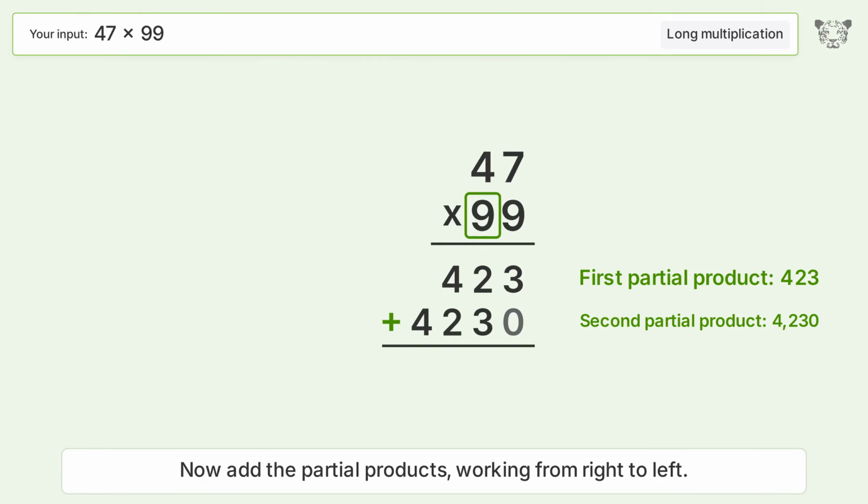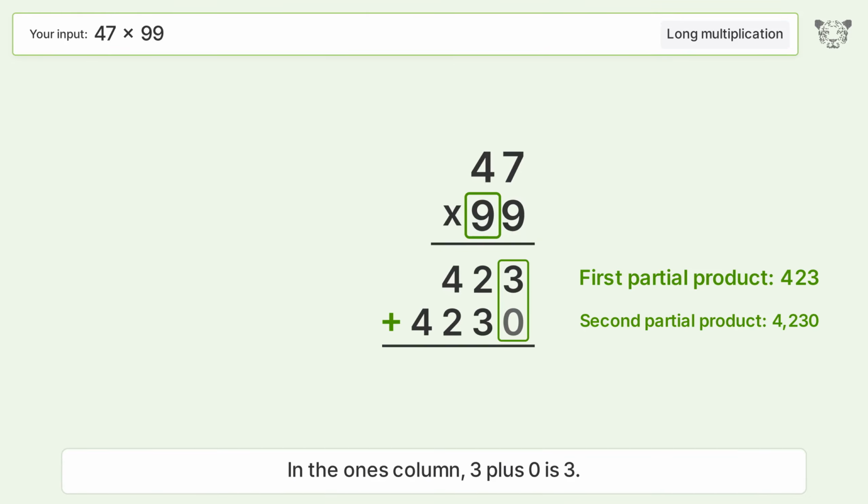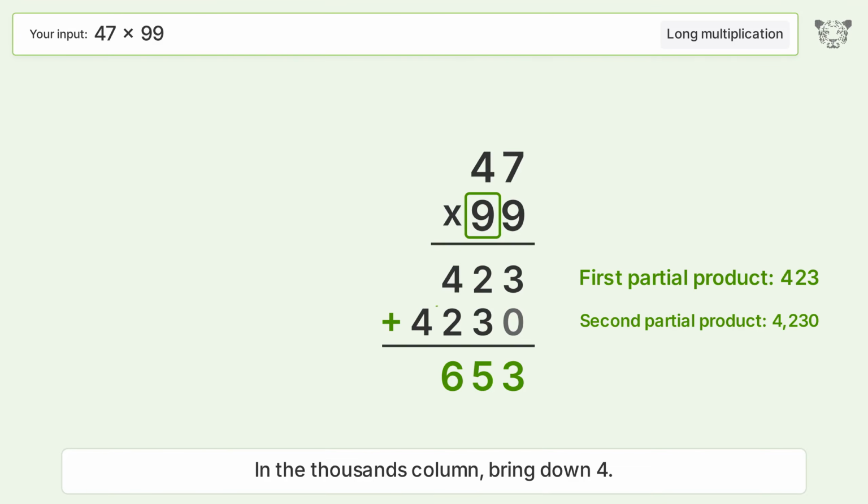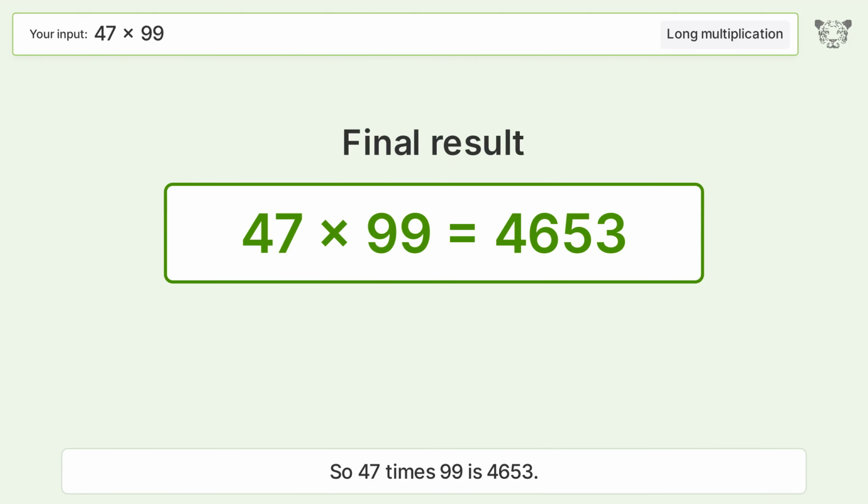Now add the partial products, working from right to left. In the ones column, 3 plus 0 is 3. In the tens column, 2 plus 3 is 5. In the hundreds column, 4 plus 2 is 6. In the thousands column, bring down 4. The product of the whole numbers is 4,653. So 47 times 99 is 4,653.